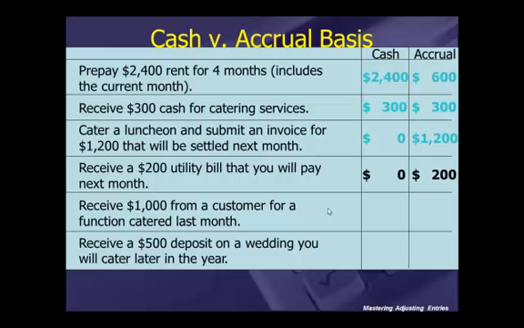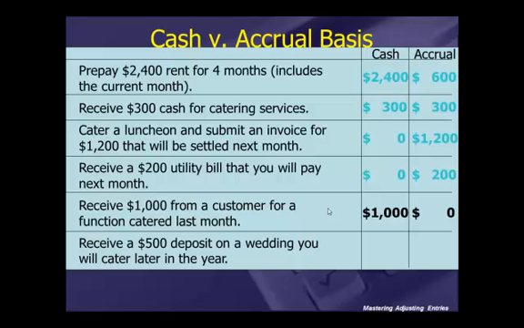Receive $1,000 from a customer for a function catered last month. Well, cash basis, we receive the cash, we're going to record it as revenue. Under accrual basis, we received the $1,000, but it's for revenue we earned last month, so we're not going to record it. It would have already been recorded last month.